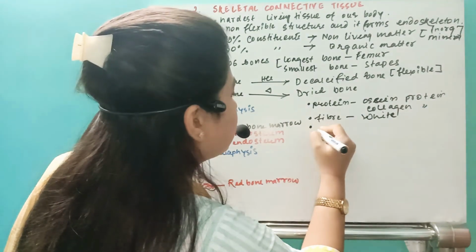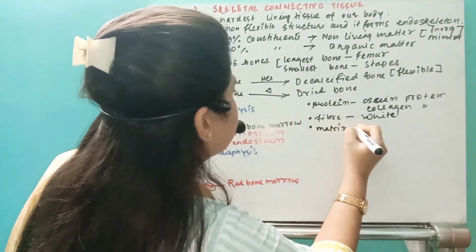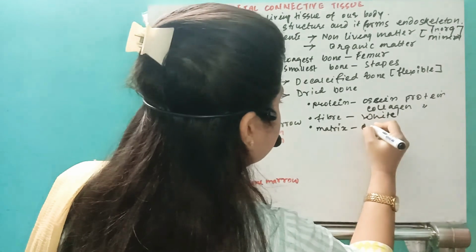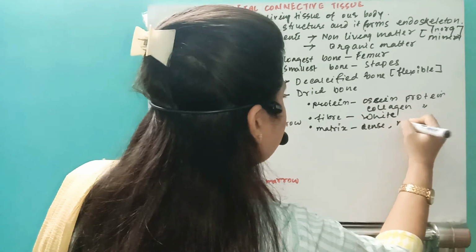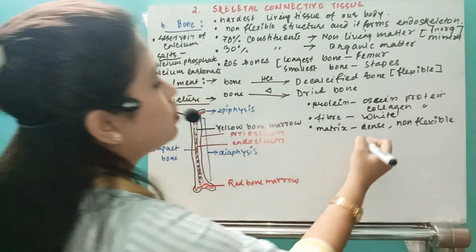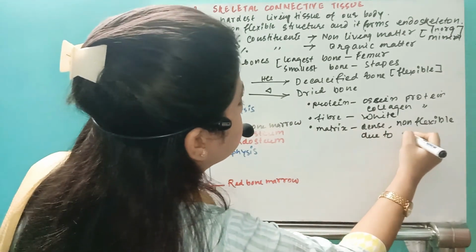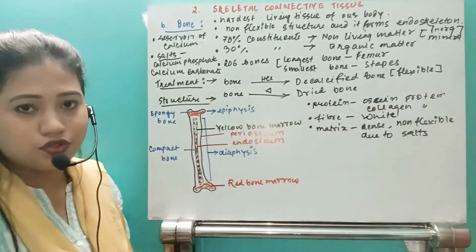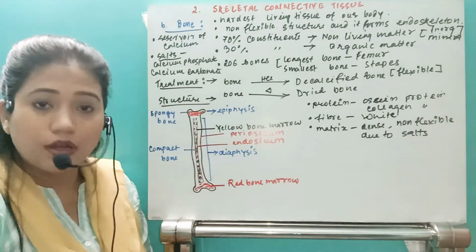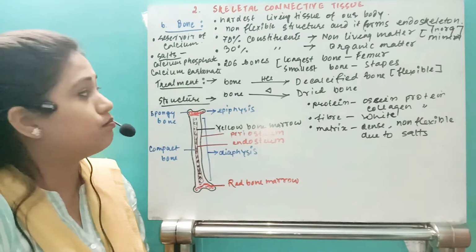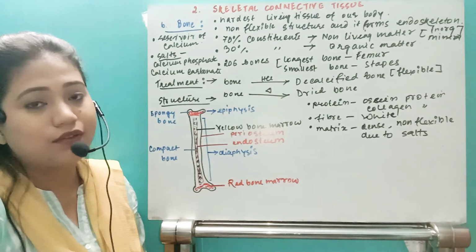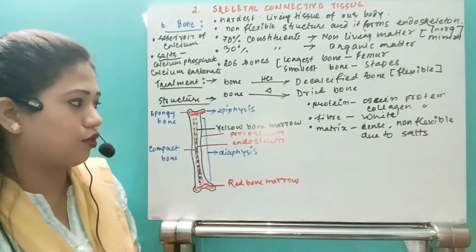Next one, the matrix. This matrix will be very dense. Okay, so it is dense and non-flexible. Why? Due to the deposition of salts. What are the salts? Calcium carbonate and calcium phosphate. So remember also one point, that this bone is actually the reservoir of the salts. They are calcium and phosphate. Very important point.